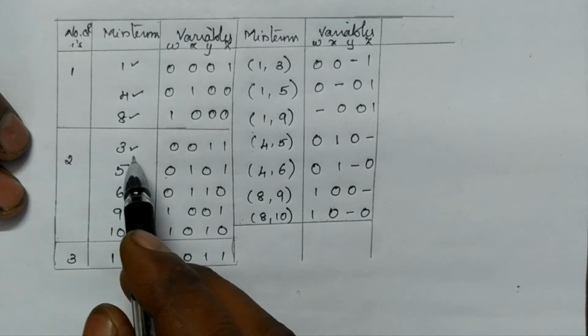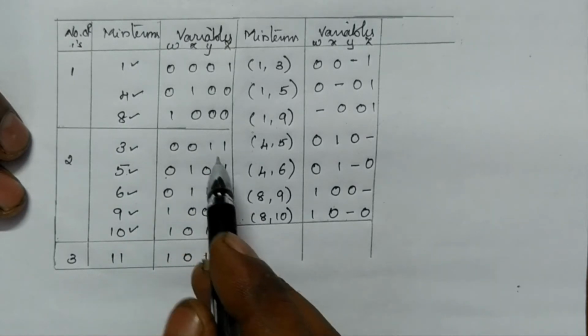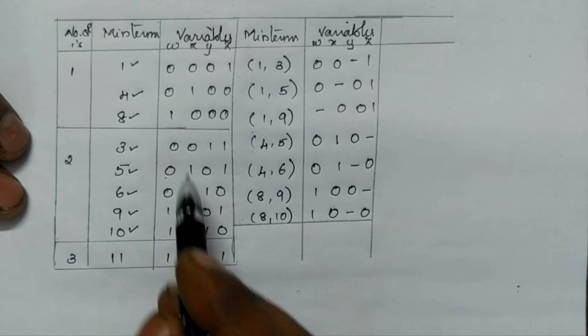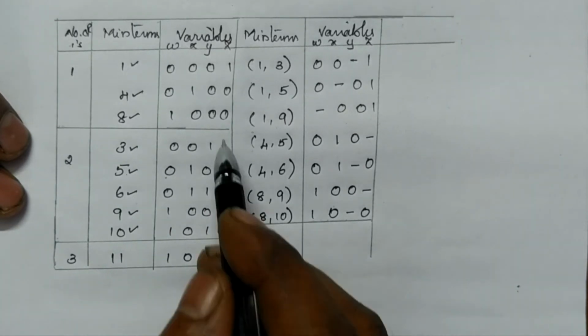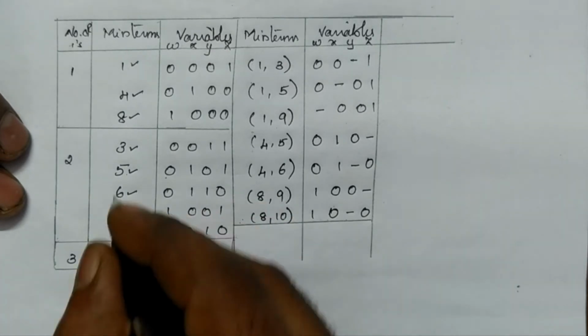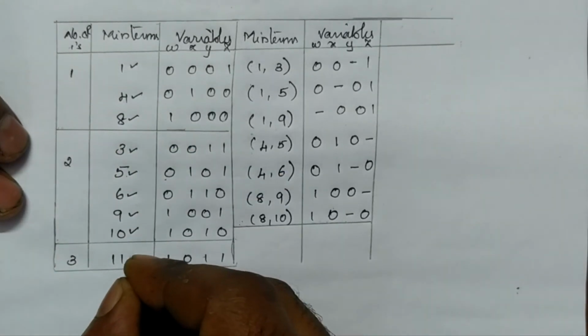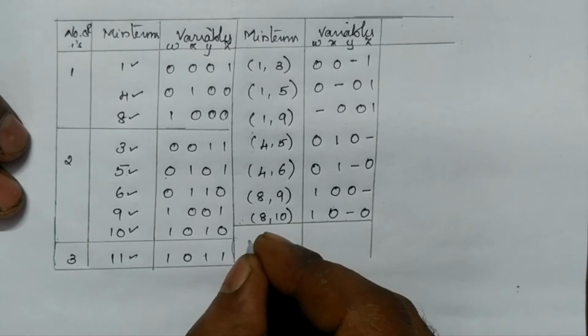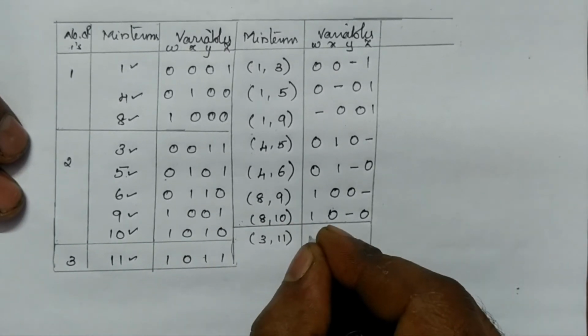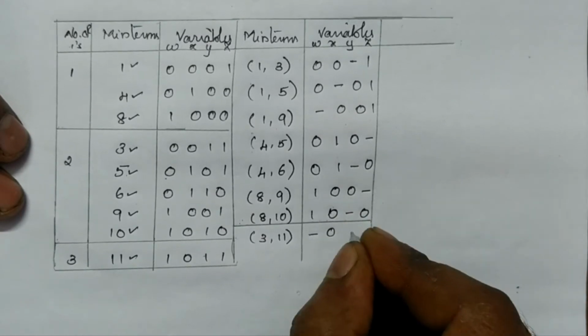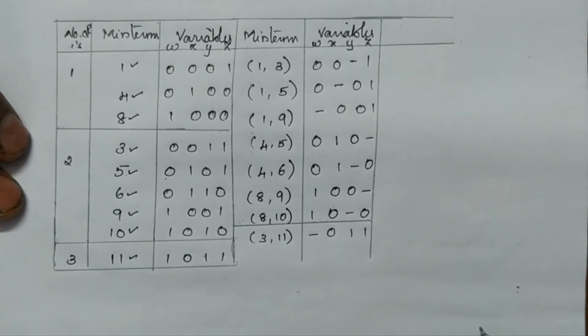So here we are having only one bit change. First bit is 0 1 change, second bit is 0, third bit is 1, fourth bit is 1. Therefore it's possible. Therefore 3 and 11 we need to make tick mark. So 3, 11 and here the terms are hyphen 0 1 1.